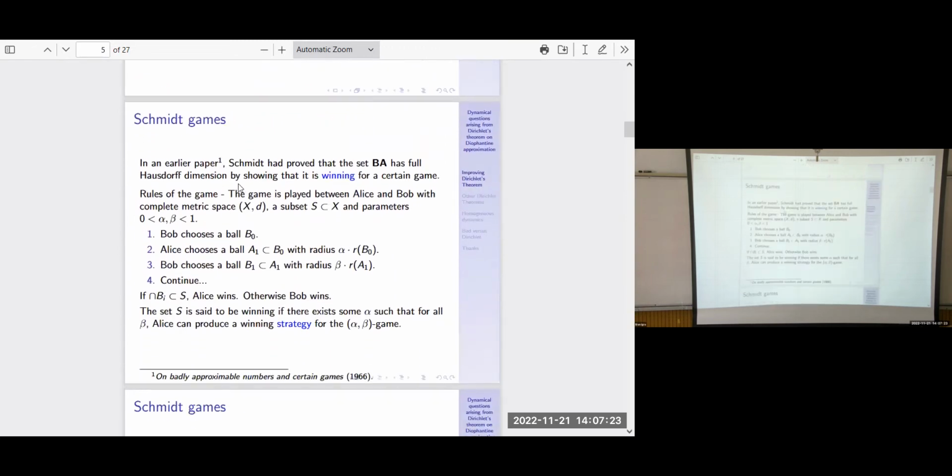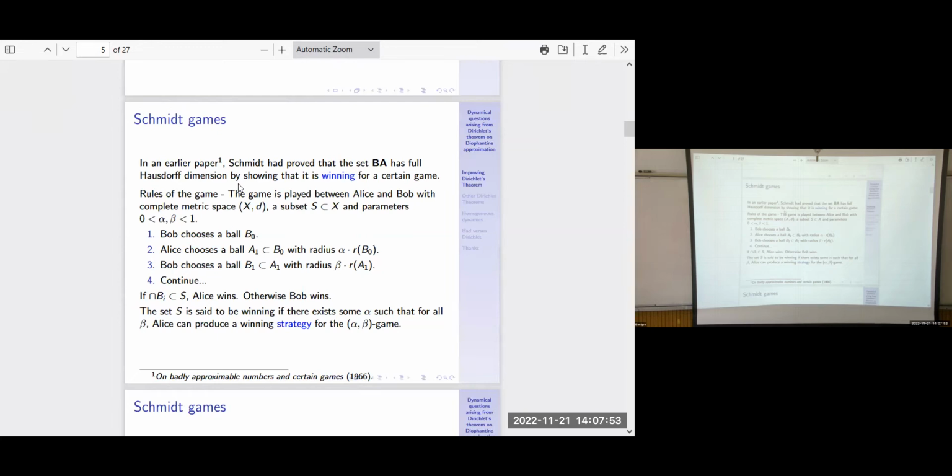Okay, so briefly, Schmidt games are super important. People here work on them all the time. It's a game played on a complete metric space. So you have X, d, a complete metric space, and a subset S. And you have two parameters, alpha, beta, between 0 and 1, and two players, Alice and Bob, who play the game in turns. It's a turn-based game.